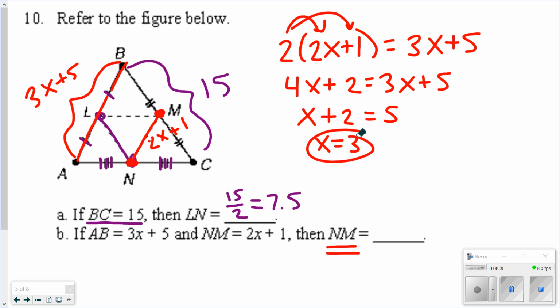But remember, I'm not done because it asked me to solve for NM. So let's plug 3 back into my equation for NM. So that would be 2 times (x, which we know x is 3, plus 1), and that is equal to 7.